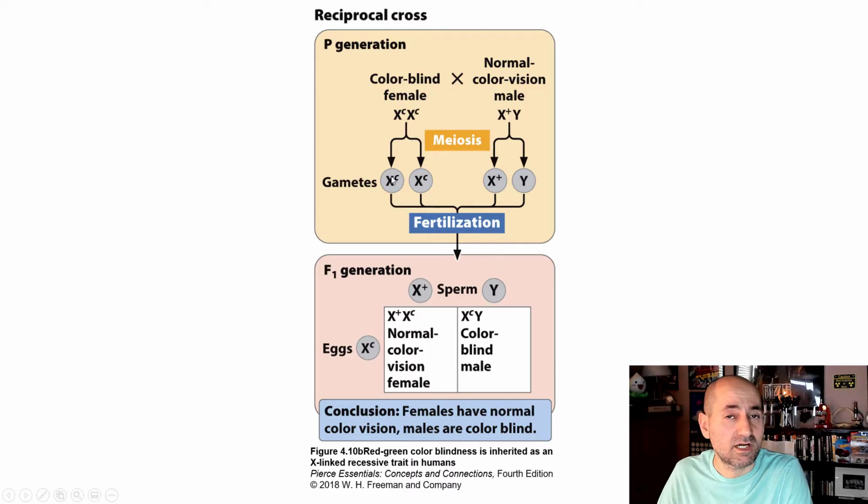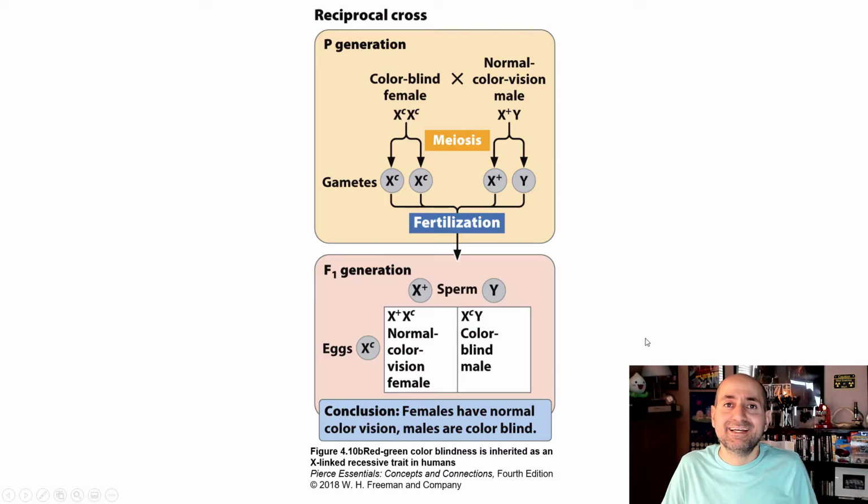But in the reciprocal cross, this is where it gets interesting. In the reciprocal cross, you have a colorblind female this time, a true breeder colorblind female. So she would have the two X chromosomes that have the C allele for colorblind. So her eggs can only possess the X chromosome with the colorblind allele. The normal vision male can make a wild type X chromosome sperm or a Y sperm. And when you do that Punnett square cross, you will see that all of the females have normal vision, but all of the males are colorblind.